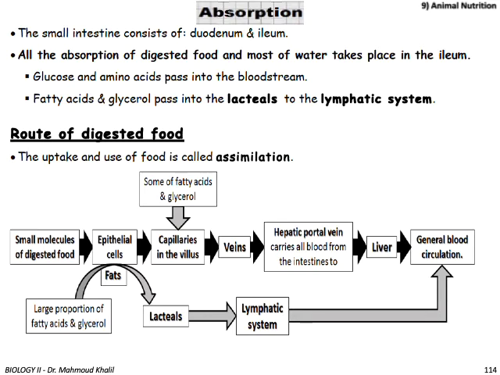You can see as well that some of the fatty acids absorbed and glycerol enter the capillaries in the villus and have the same route as the other small molecules. While most of the proportion of fatty acids and glycerol go through the lacteal and to the lymphatic system, and will soon emerge into the general blood circulation.